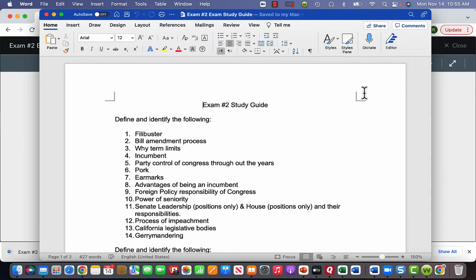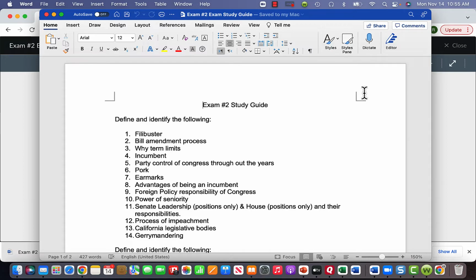We talked about the advantages of being an incumbent. You have name recognition. You are able to be put on more prestigious committees, and also you see more money given to you from interest groups, and incumbents win about 90% of the time.